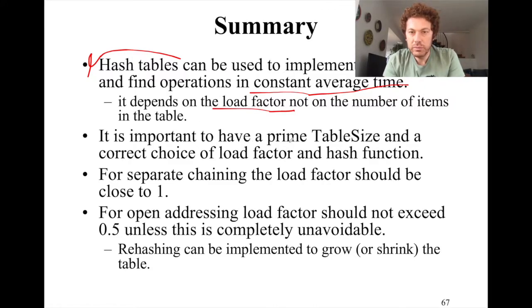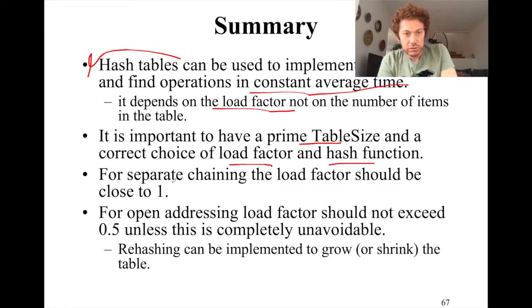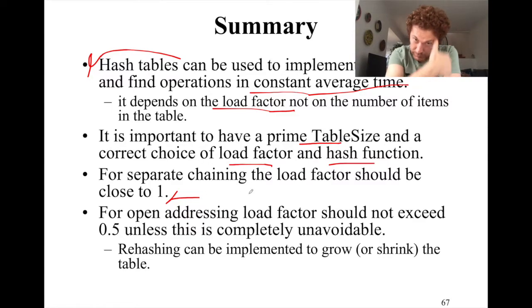It is important to have a prime table size and the correct choice of load factor and hash function. So these three issues we have discussed thoroughly. And for separate chaining, the load factor should be close to 1 to populate the hash table properly. And for open addressing, it shouldn't exceed 0.5 because I don't have a second helper data structure here. If it exceeds 0.5, it means that it is getting too dense, so I rehash. Rehash means grow the hash table and transfer everything to the new one.